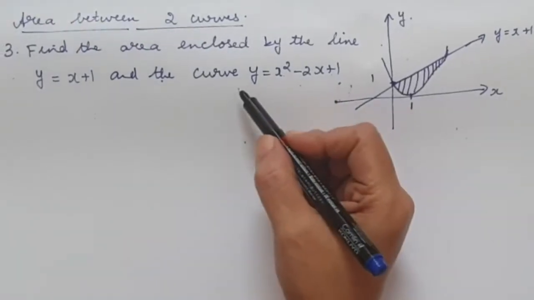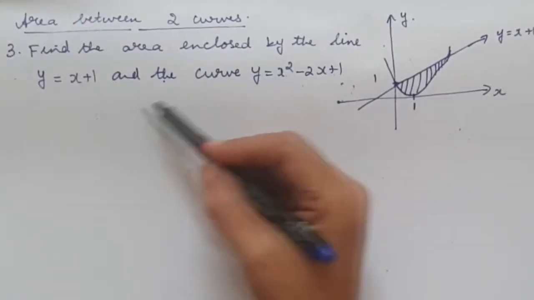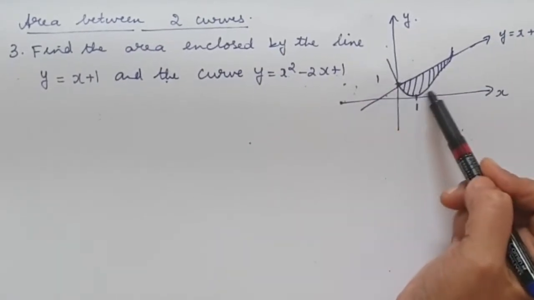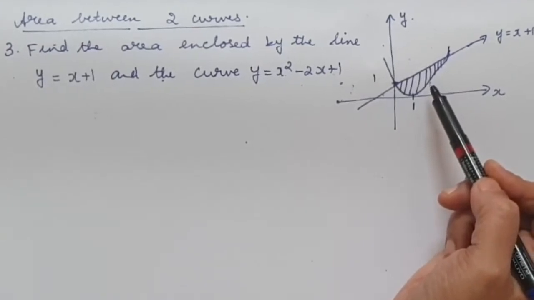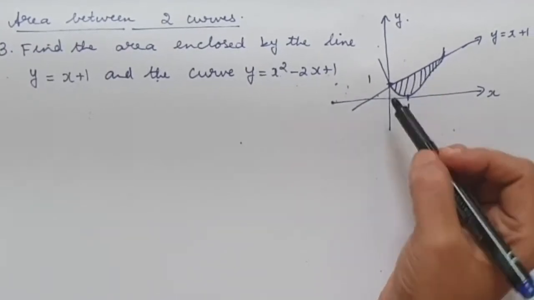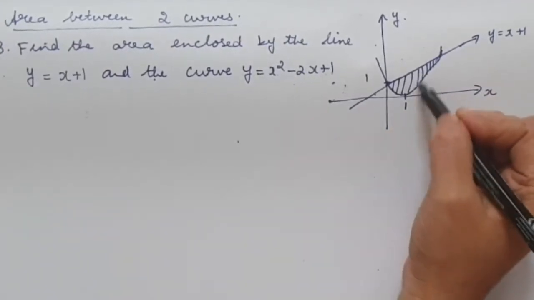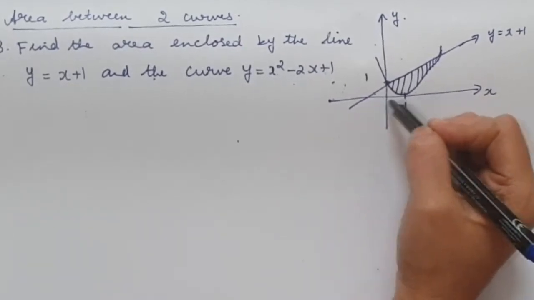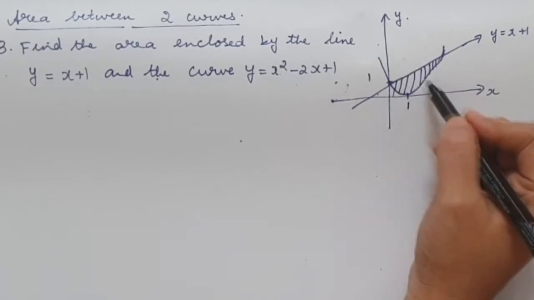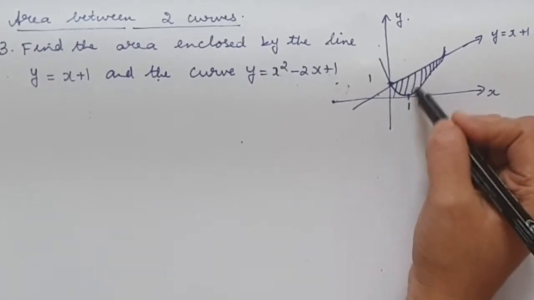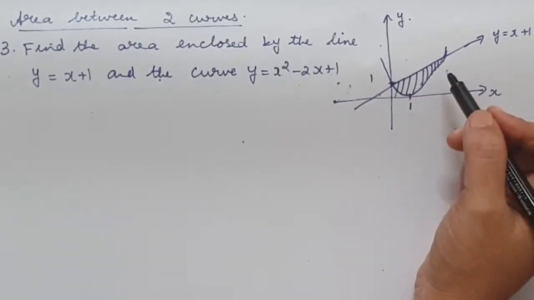Third question. Find the area enclosed by the line y equals x plus 1 and the curve y equals x squared minus 2x plus 1. Now in order to find this, we'll just find the area below the line and the x-axis. In the same way, the area below the curve we'll find out. Both the areas we subtract, then we'll get the shaded area.